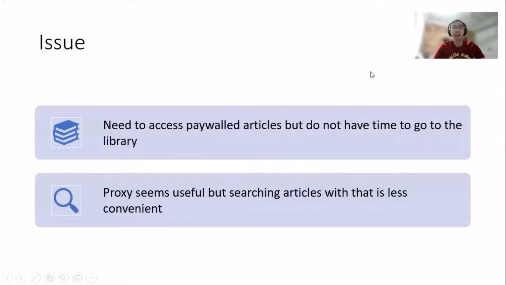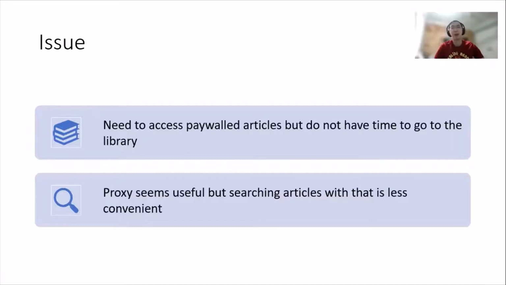Why do we actually need that kind of thing? So sometimes we need to access paywalled articles, but we don't have time to go to the library. Of course, some of you might have access to a proxy, but still searching articles with a proxy is less convenient. So that's why we have Lean Library.